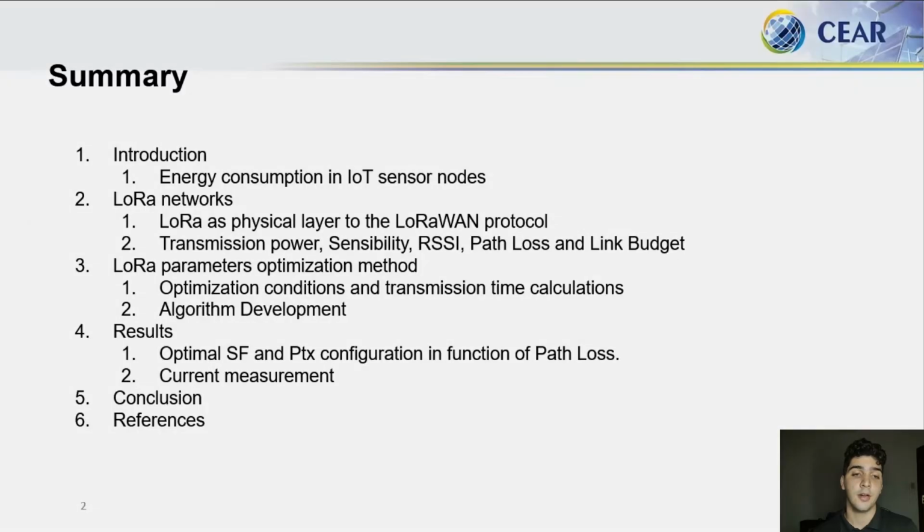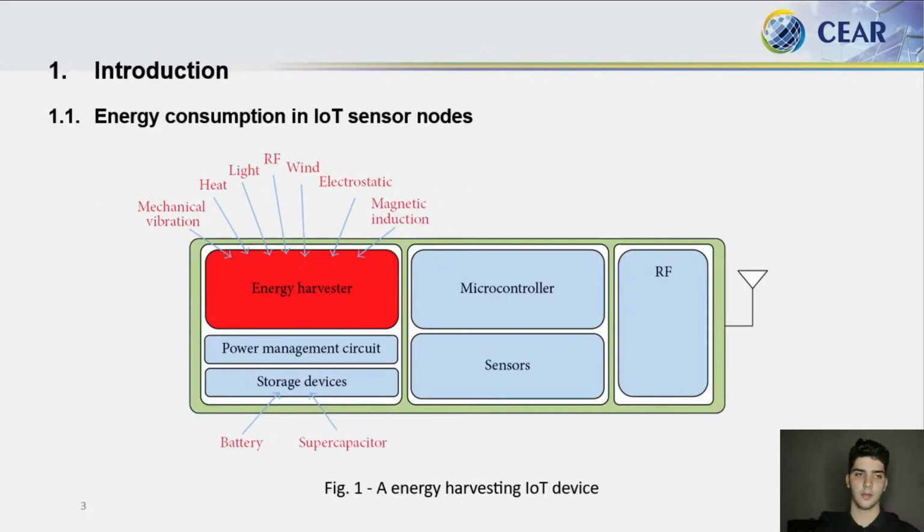Here's the summary of my presentation, where I'll talk about the energy consumption in IoT sensor nodes, some important remarks about LoRa networks and the LoRa parameters, and the proposed optimization method in this work, explaining the optimization conditions and the calculations of the values of the transmission time. Next, I'm going to explain the optimization algorithm we have developed. Finally, I'll expose some experimental results and the conclusion.